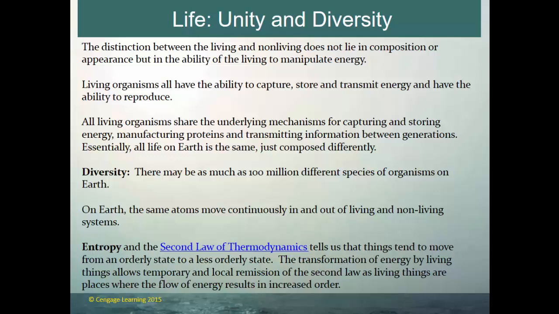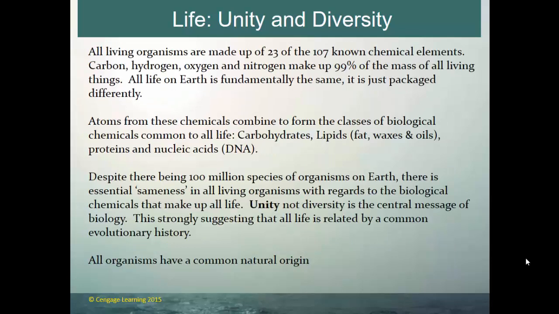The transformation of energy by living things allows temporary and local remission of the second law, as living things are places where the flow of energy results in increased order. So you can take energy and take a single atom or molecule and eventually end up with an entire human being. All living organisms are made up of 23 of the 107 known chemical elements. Carbon, hydrogen, oxygen, and nitrogen make up 99% of the mass of all living things. Essentially, all life on Earth is the same.